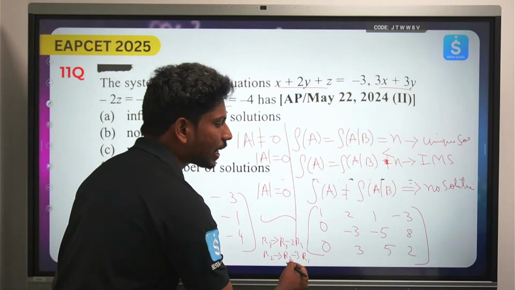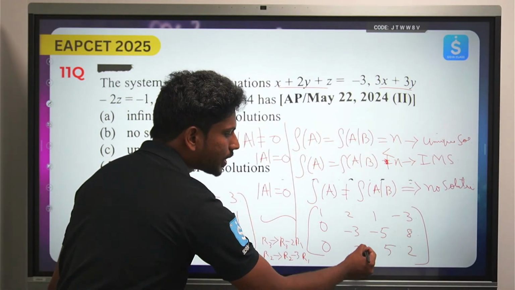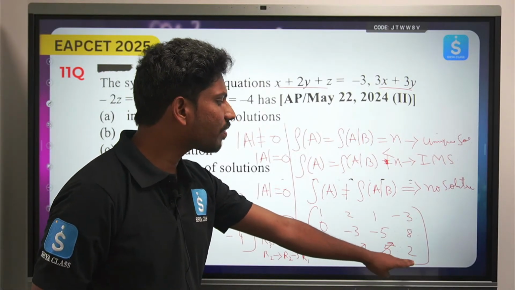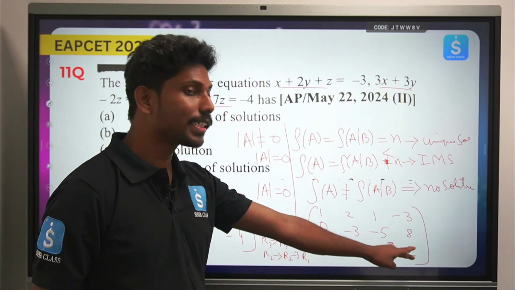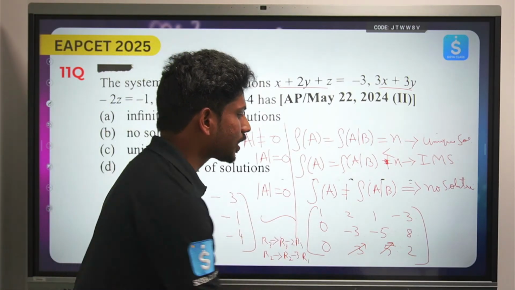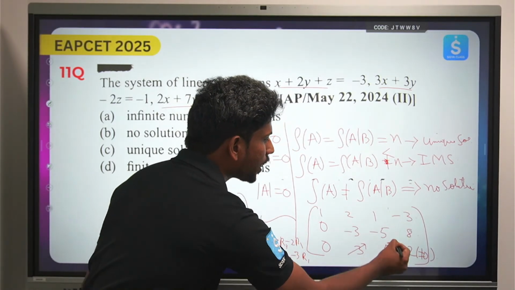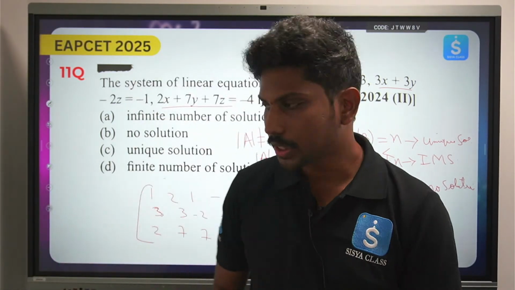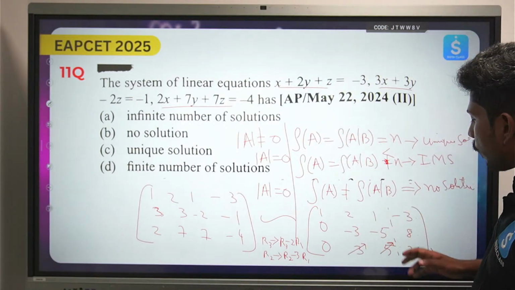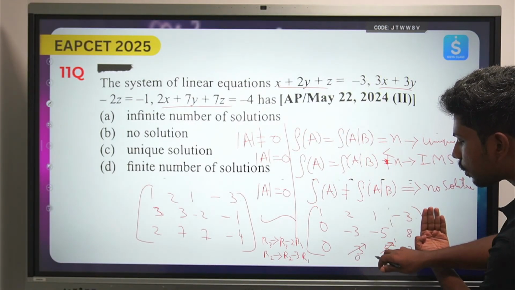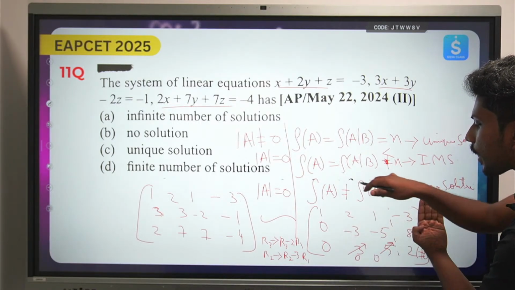In our case, this value also becomes 0, this value also becomes 0, and then you have this fellow sustaining over here, which will be not equal to 0, right? Now if I try to cover this and find the rank, because this has also become 0, this has also become 0, what is the rank of this matrix completely?